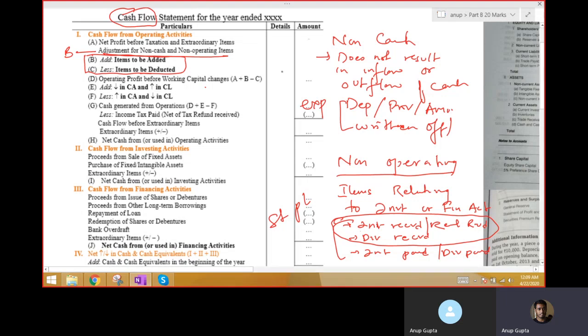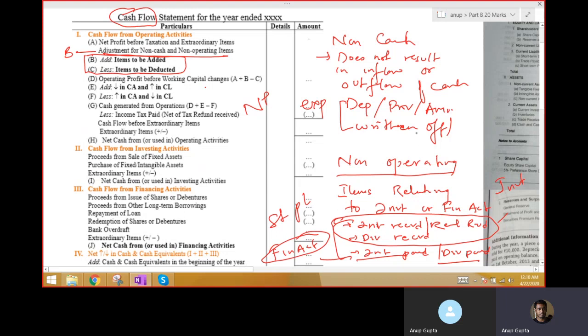But when we are finding a net profit, then the adjustment of these items is already done. Therefore these are taken out of operating activity and put in the respective activity. Interest paid, dividend paid, these are financing activity. Interest received, dividend received, these are investing activity. So this has to be taken out of operating and put in the investing activity. These items are taken out of operating and put in the financing activity.